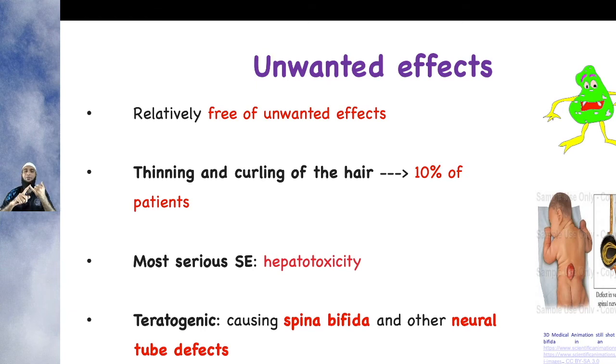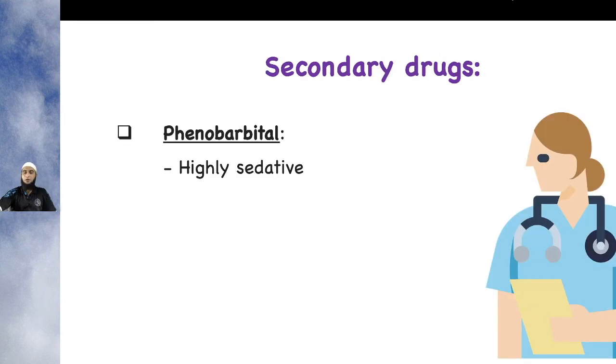So Valproate basically increases the GABA level by inhibiting two enzymes: GABA transaminase, and second, succinic semialdehyde dehydrogenase. Let's see what other drugs are used in the treatment of convulsions.